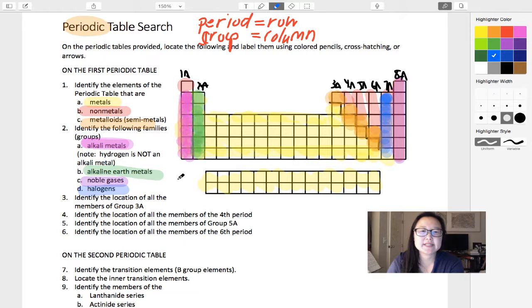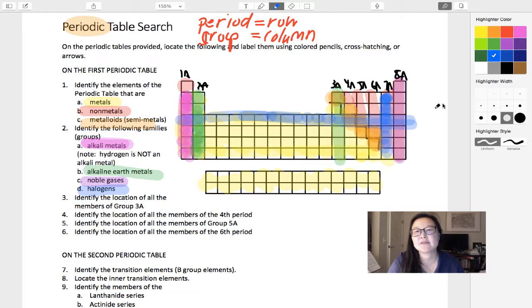The rest of these questions are just sort of orienting you. If we say find an element in group 3A, any element in 3A would be any of the ones in this column right here, this family or group. Identify location of the fourth period. Fourth period would be 1, 2, 3, 4. So fourth period is the fourth row of the periodic table. So any of these elements going across right here.